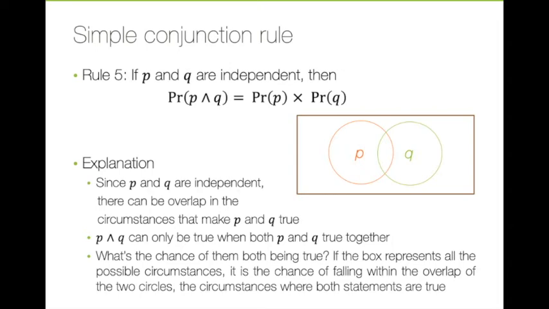Then we have to ask, what's the chance of both P being true and Q being true together? Well, if the box represents all the possible circumstances, some where neither sentence is true, the ones in the orange circle are the ones where P is true, the ones in the green circle are the ones where Q is true. We want to know when they're both true, and that's represented by the overlap in the two circles. So what's our chance of landing in that overlap? That's the probability that both statements are true.